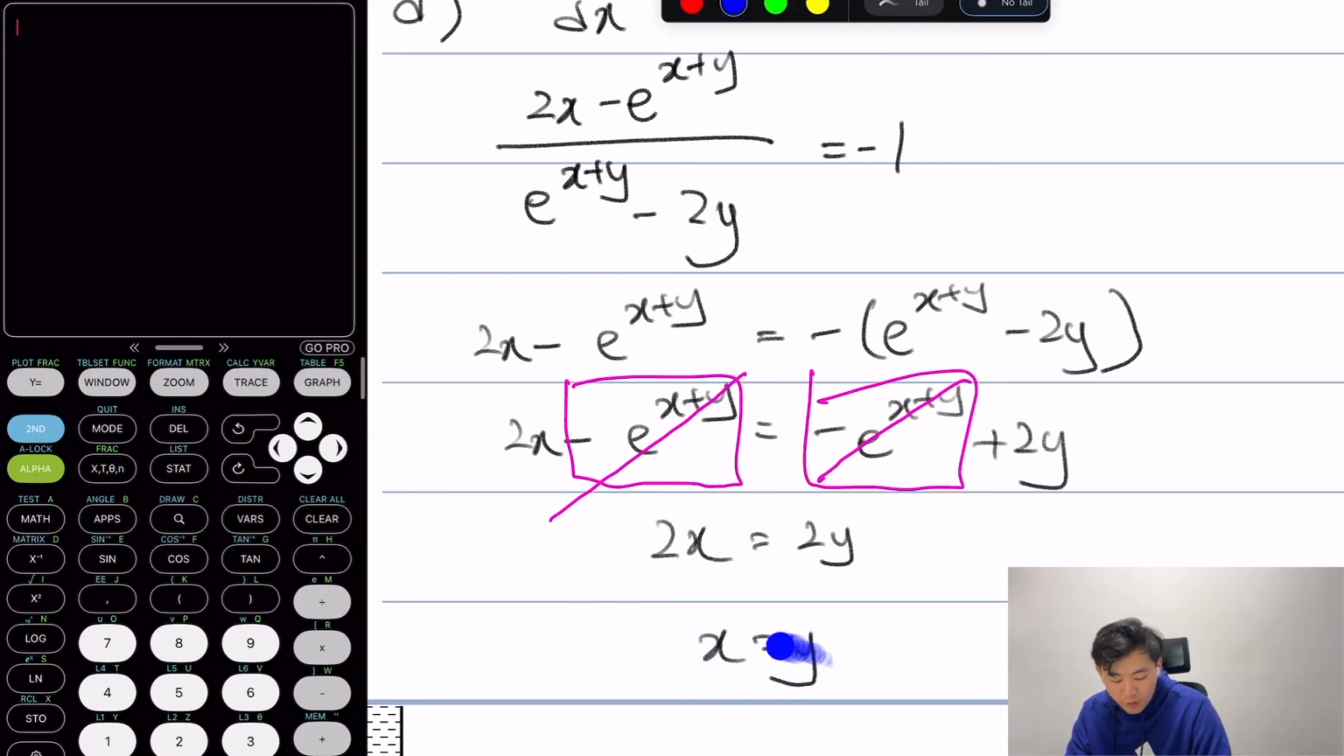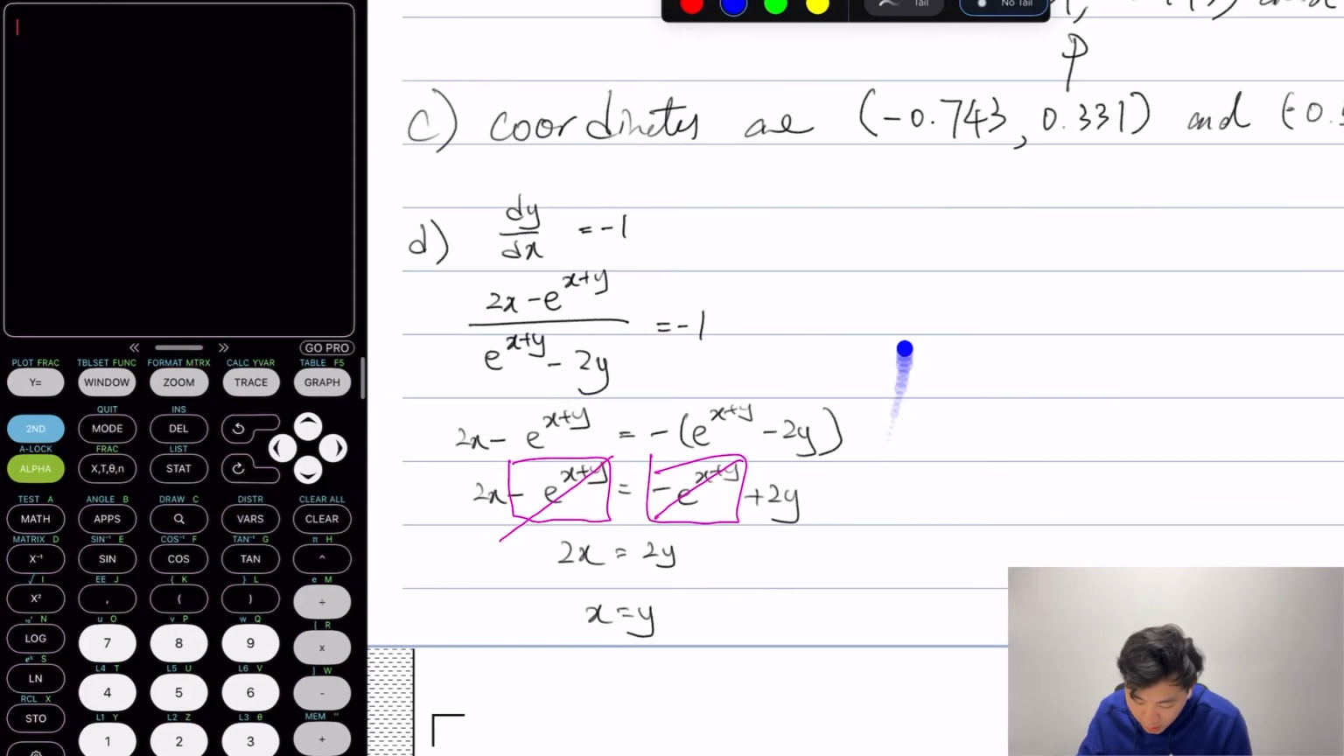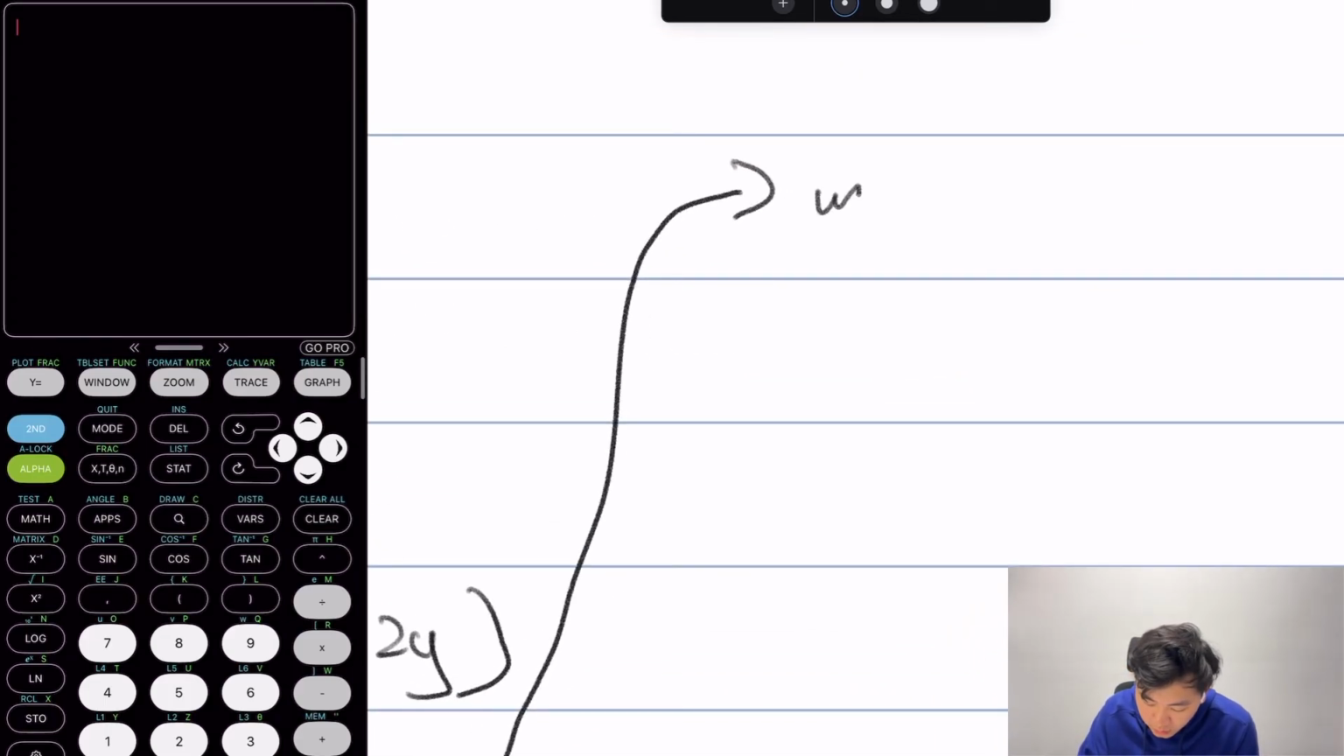Now, if we reach this condition, that means when the gradient is -1, the x coordinate and y coordinate are equivalent, they are the same. So now we have to use the original equation to figure out what is the x and what is the y, okay?